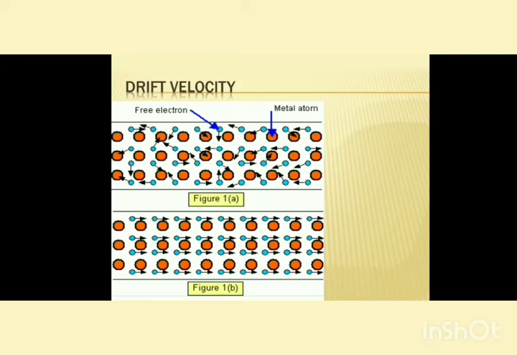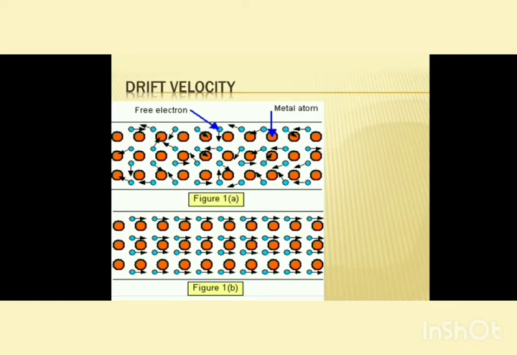Next we can discuss the most important concept of this chapter, that is drift velocity. This is very important as far as your board exam is concerned. Okay. Now on the screen you can see two images. In the first case, can you see the movement of electrons, free electrons?